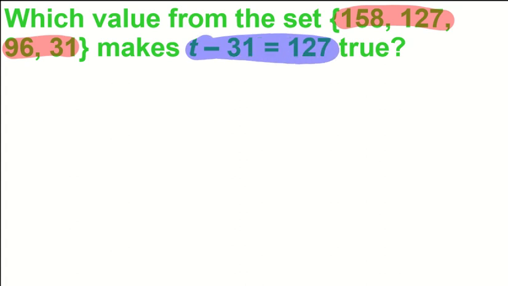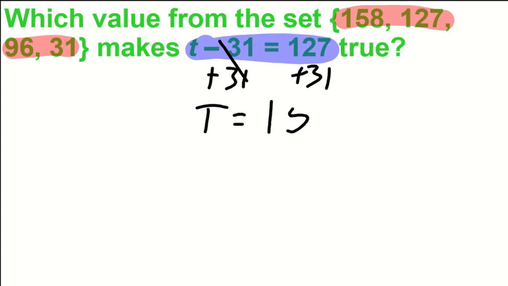So we solve by doing the opposite. What's the opposite of minus 31? Plus 31. So if we add 31 to each side, cancels it out there, so all that's left is t. We add it up there, we get 158. That would be our correct answer. All right. So that's one way you can do problems like that.